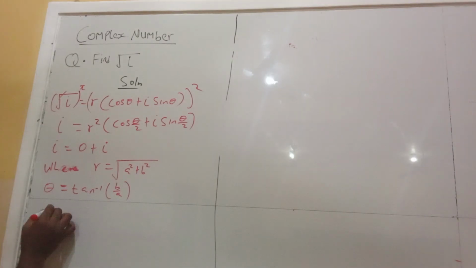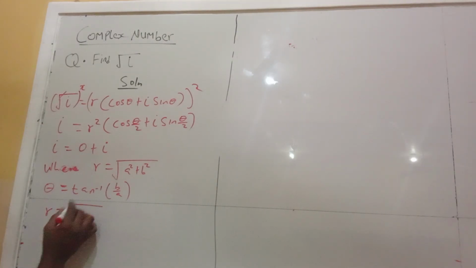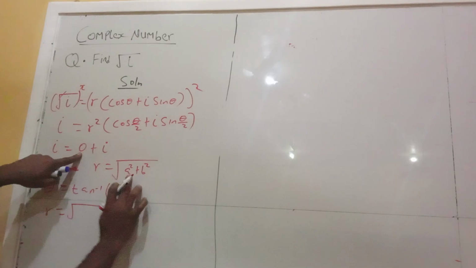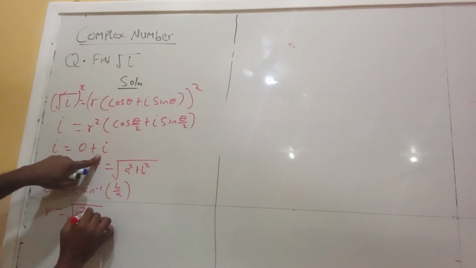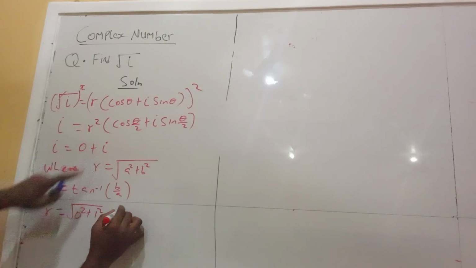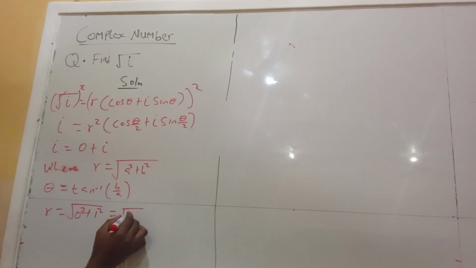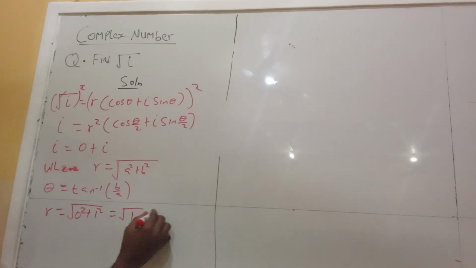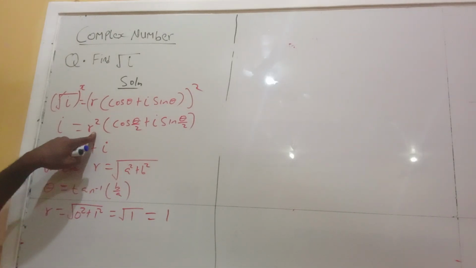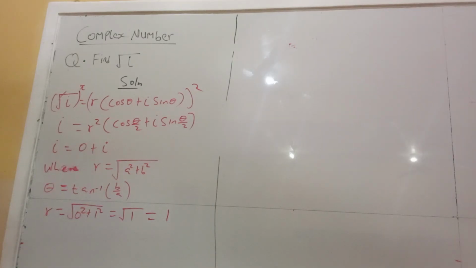Our r is equal to the square root of our a, which is our first number, 0 squared, plus our b, which is the coefficient of i, which is 1, squared. Because 0 squared is 0, 1 squared is 1, and 1 plus 0 is 1, and the square root of 1 is just 1. So we have found our r.